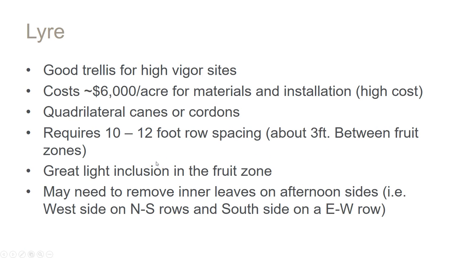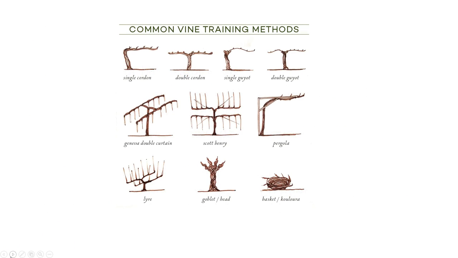Not necessarily as good as VSP, but you still get quite a lot of light in there if you do this right. One thing a lot of high quality producers will do with Lyre is they'll go through and actually remove inner leaves by hand on the afternoon side. So if you're in north-south rows, they'll remove the inner leaves of this canopy on that west side by hand, because it can get quite congested with leaves in the middle of that Lyre system, which can increase costs a little bit in managing it.